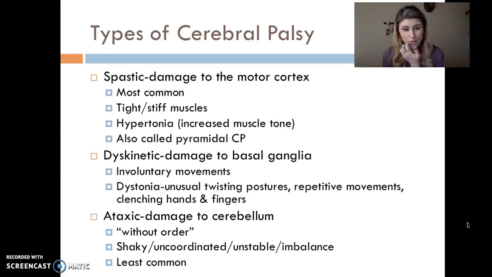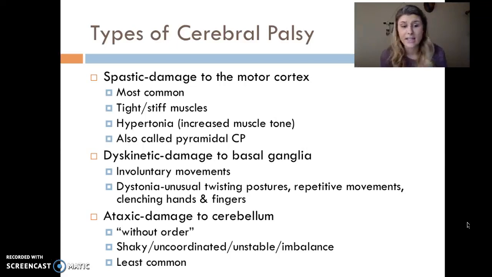The second type is called dyskinetic cerebral palsy, which is caused by damage to the basal ganglia, and it's characterized by involuntary movements and something called dystonia, which is pretty much unusual twisting postures, repetitive movements, clenching hands and fingers. It's kind of like the opposite of hypertonia.